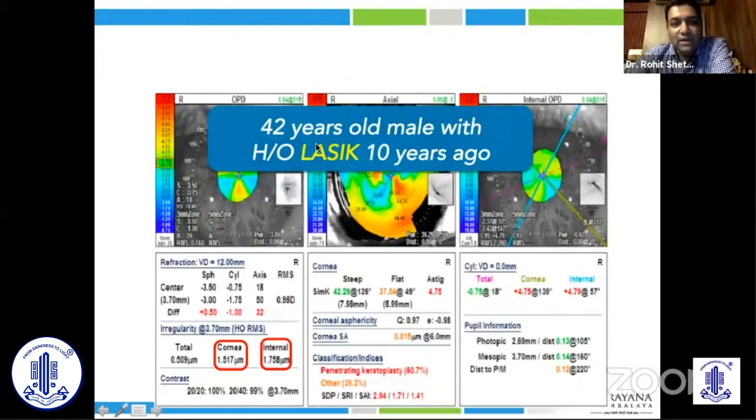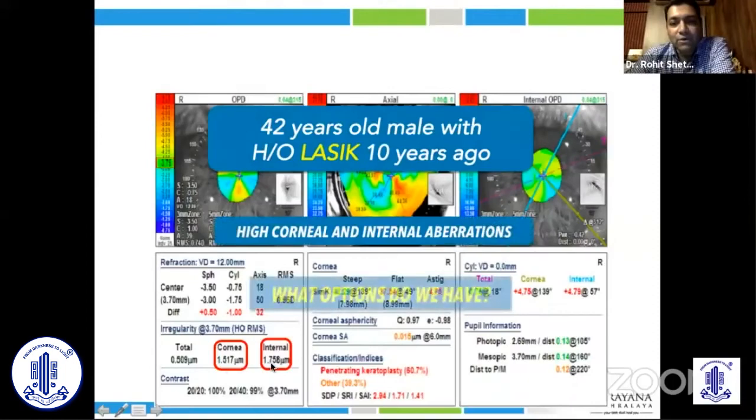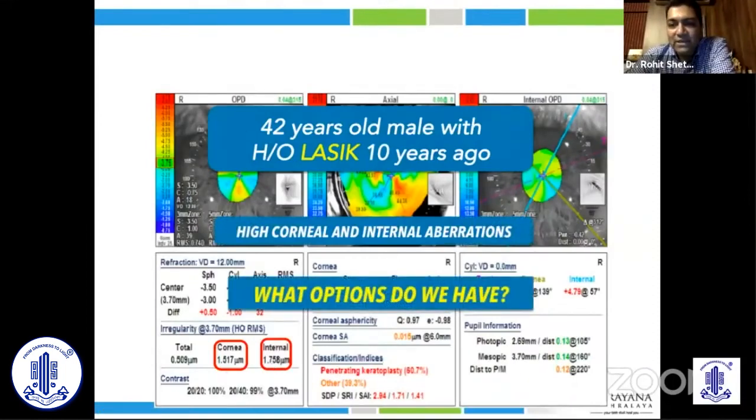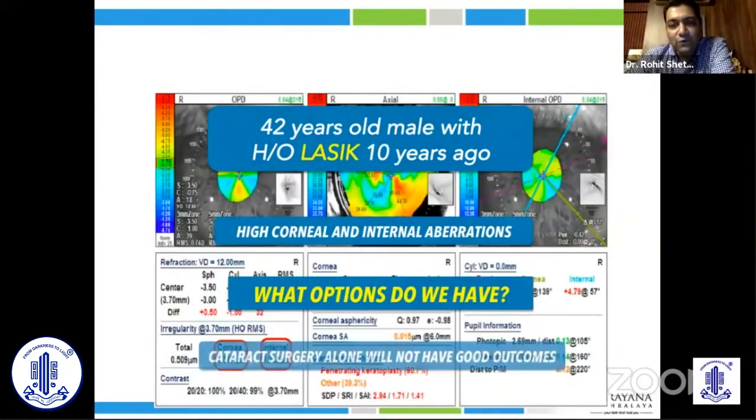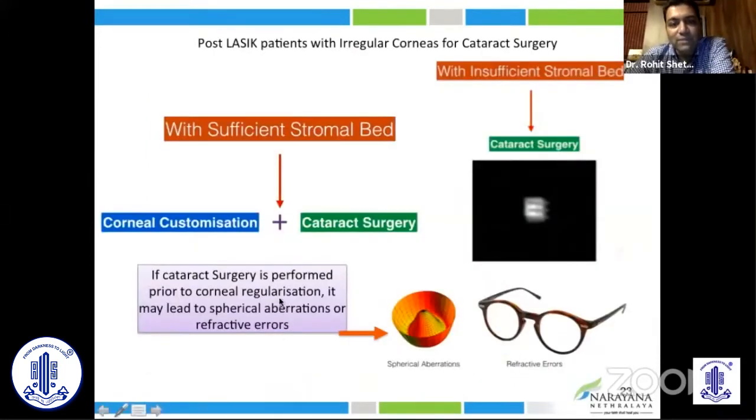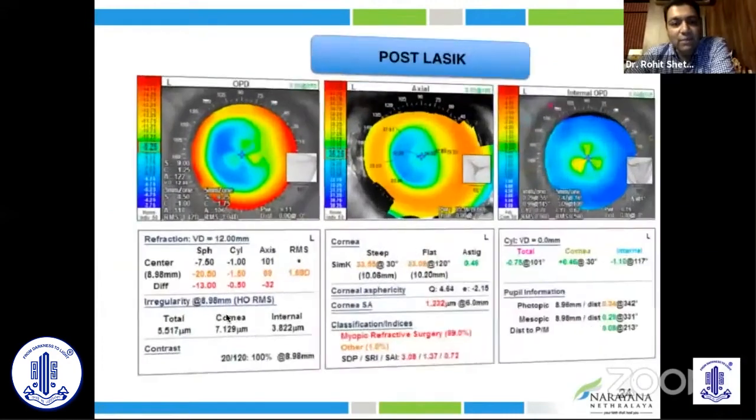And this is a patient who had a LASIK 10 years ago, and he wants a perfect vision now. Very poor corneal irregularity. You can see that aberrations are very high. So what do we do in these patients? Again, this is a very useful tool, because in these patients, if you do anything on the lenses, you're going to have a lot of trouble. So what we do in these patients is we regularize the cornea with laser and then do the cataract surgery.